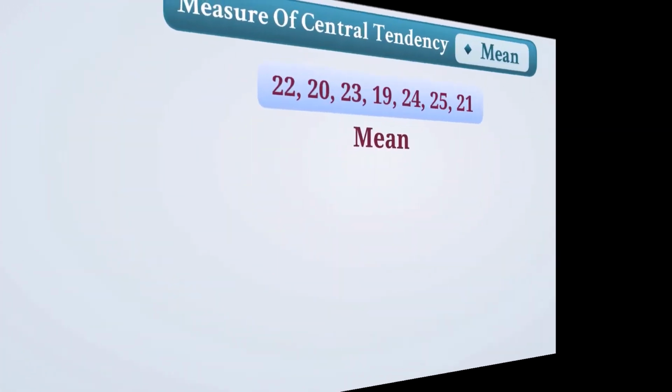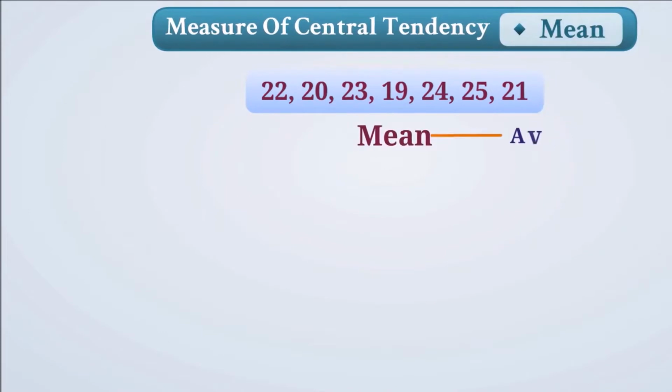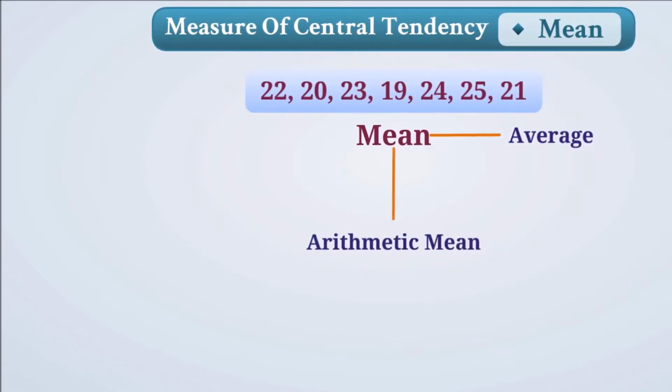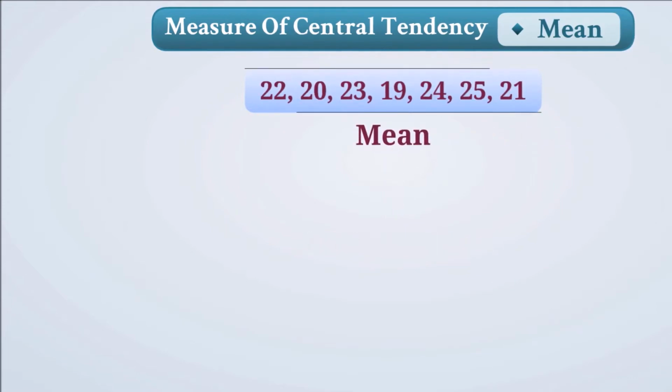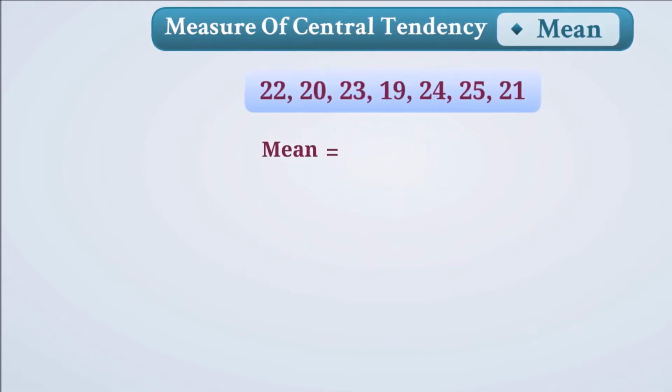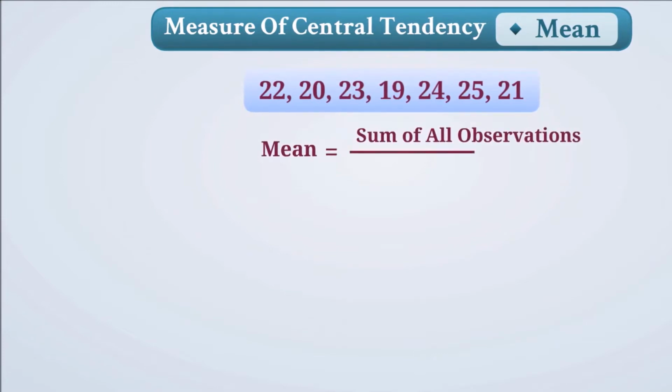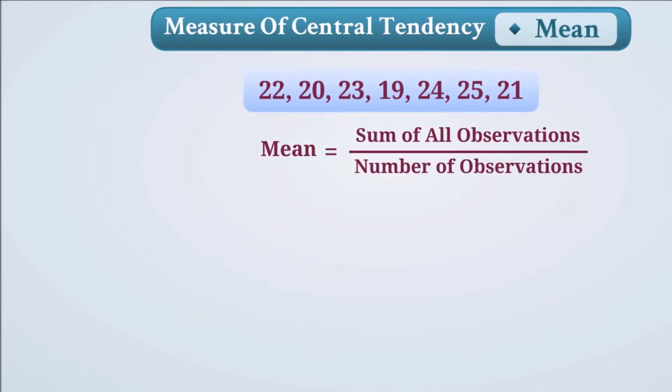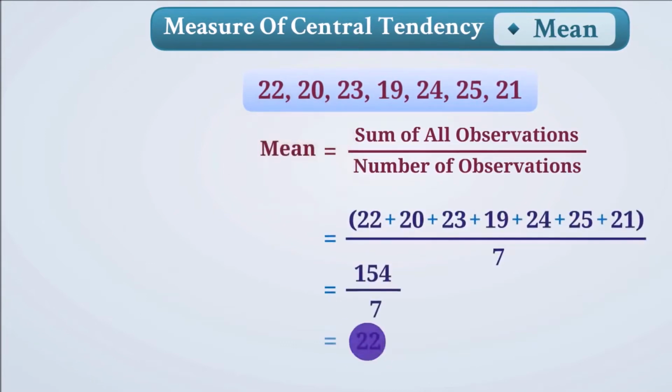We usually know the mean by the name of average. It is also called arithmetic mean. The mean of observations of a group is the number obtained by dividing the sum of all observations by the number of observations. For example, the mean of the given data is 22.